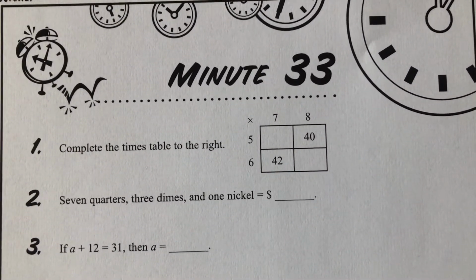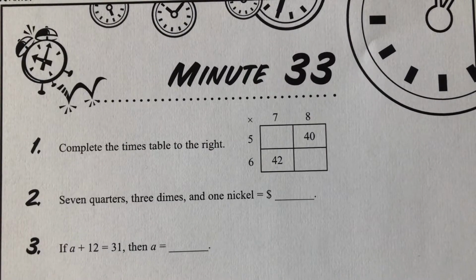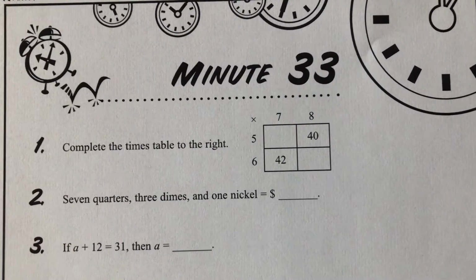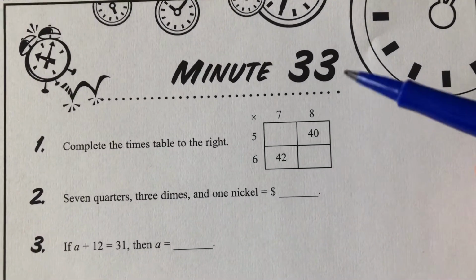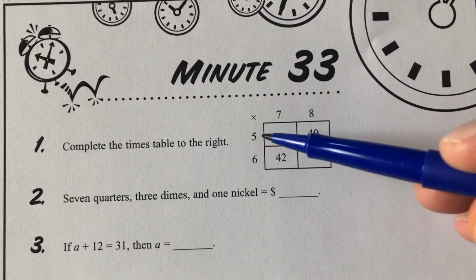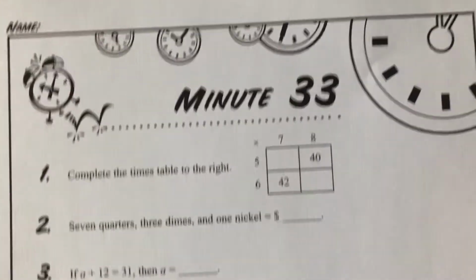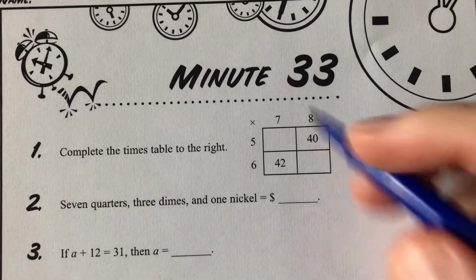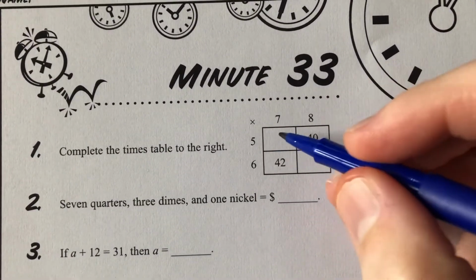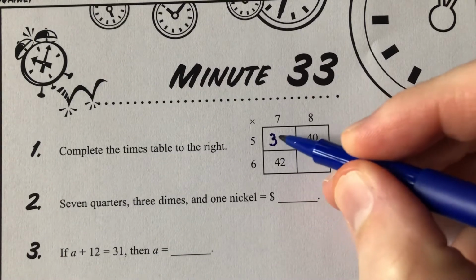Math Minute number 33. Number 1 says complete the times table to the right. So the first box, they want me to figure out what 5 times 7 is. Take a second to think about that. 5 times 7 would be 35.